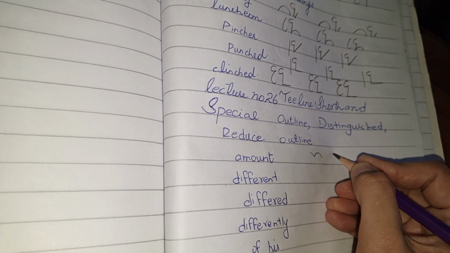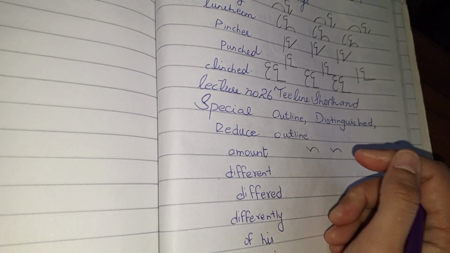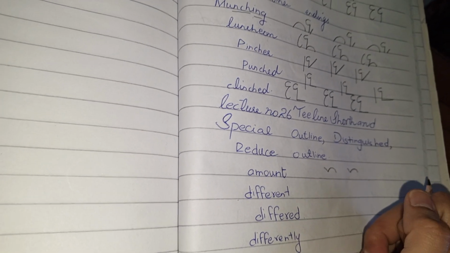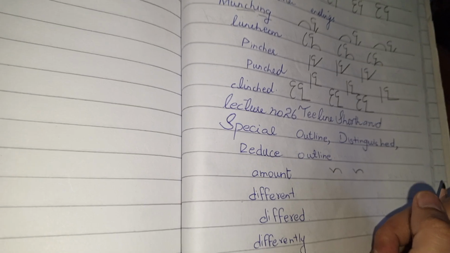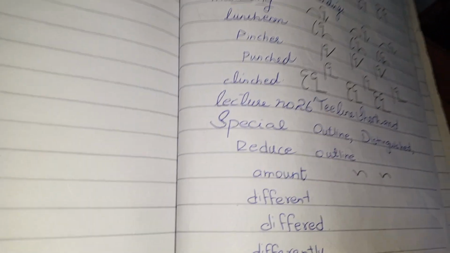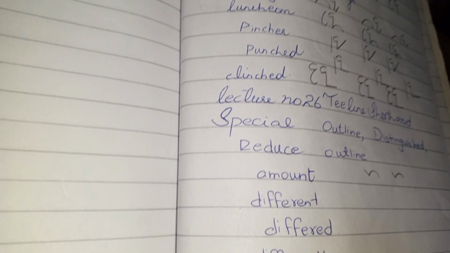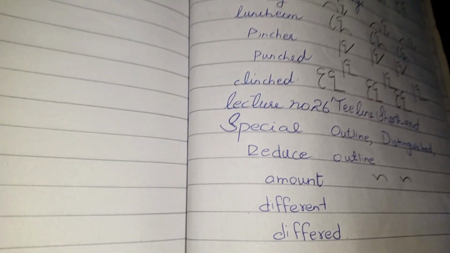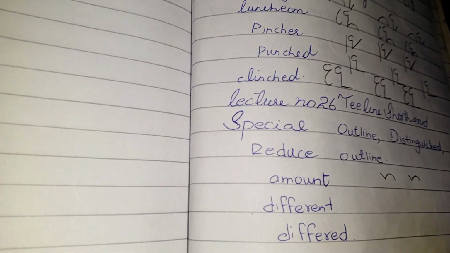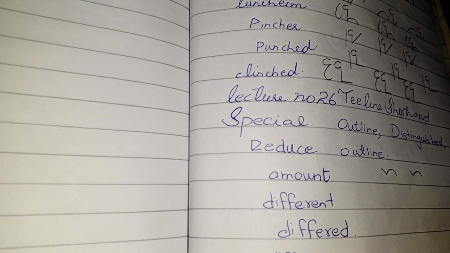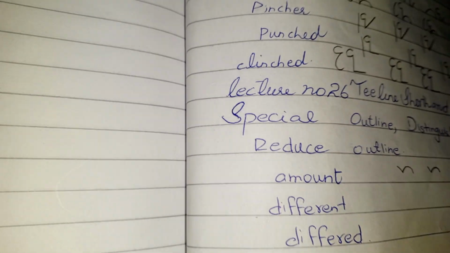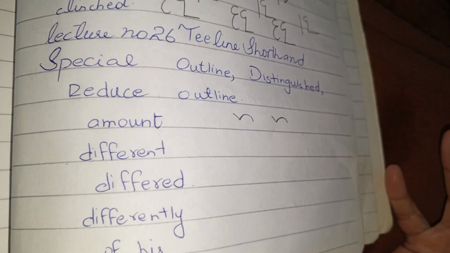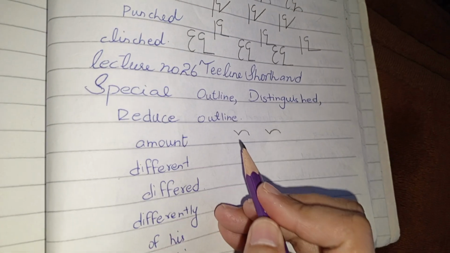A-M. Students, I told you in my previous tutorials and videos that in Teeline Shorthand we focus on the sound. We omit the outlines of those alphabets which do not have a strong sound. We only make the outlines of those alphabets which have a strong sound. It's a phonetic based system, Teeline Shorthand. So amount, AM.